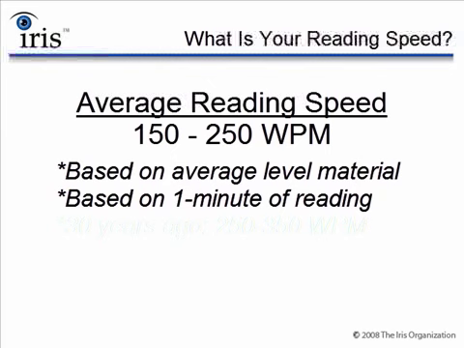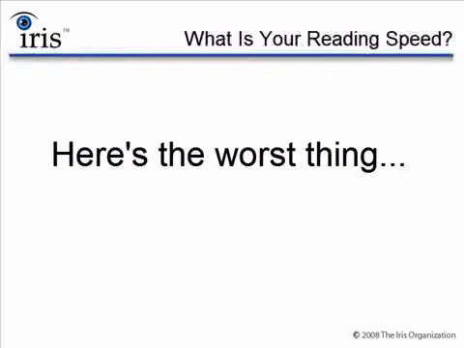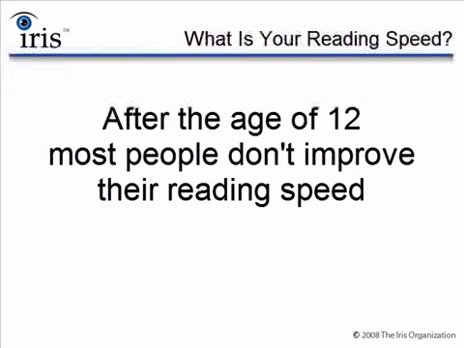Now the other interesting thing about this reading speed is that 30 years ago it was a little higher. 30 years ago the average reading speed was 250 to 350 words a minute, which is a bit of a problem because we have a lot more to read nowadays than ever before. And the worst thing about reading averages is that they find that after the age of 12, most people don't make an improvement in their reading speed.